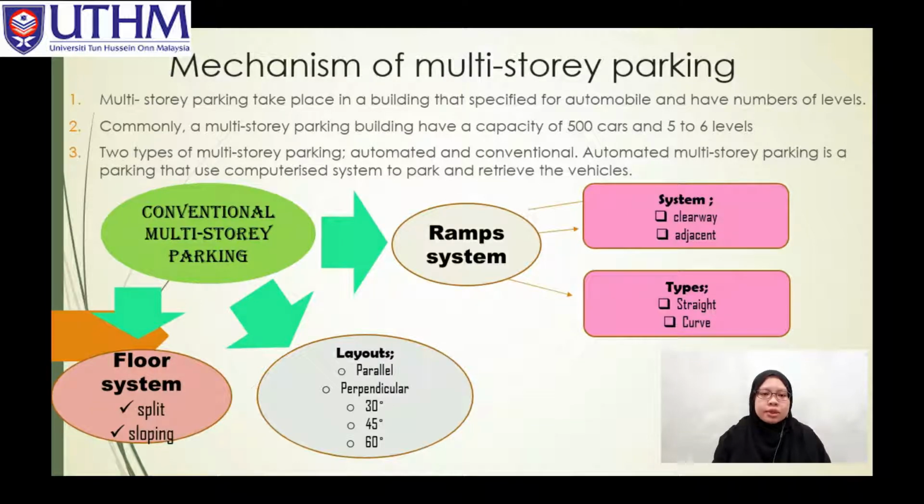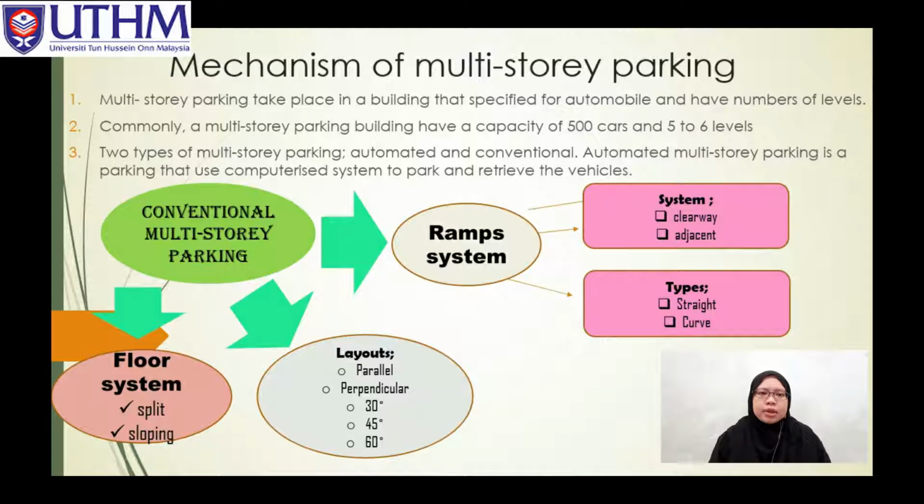First is about the mechanism. Multi-story parking takes place in a building that is specified for automobiles and has a number of levels. Commonly, a multi-story parking building has a capacity of 500 cars and 5 to 6 levels. There are two types of multi-story parking, which are automated and conventional.